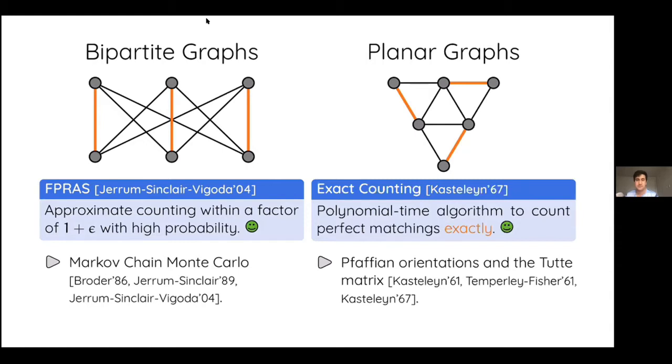So the talk today is actually a happy marriage between these two types of algorithms: Markov chain Monte Carlo, and these algorithms on the right that count perfect matchings via determinants.